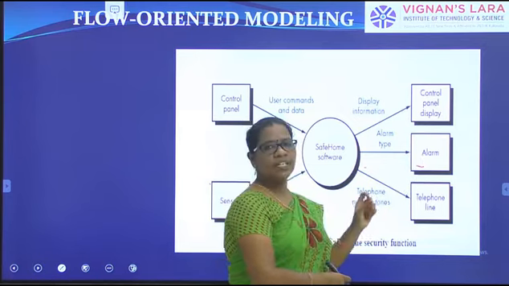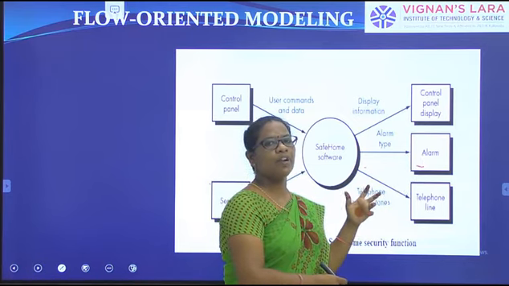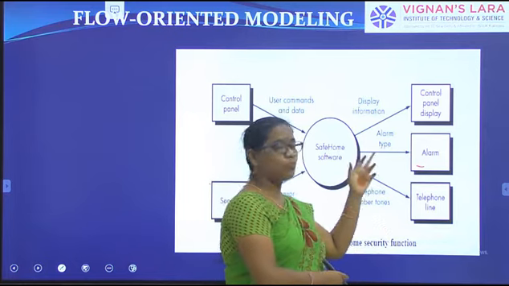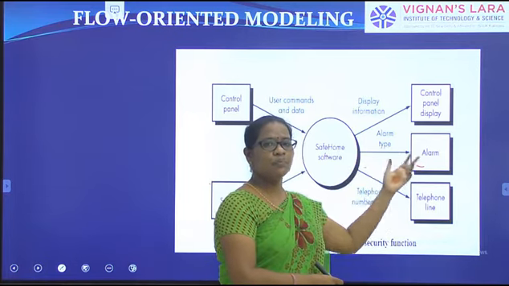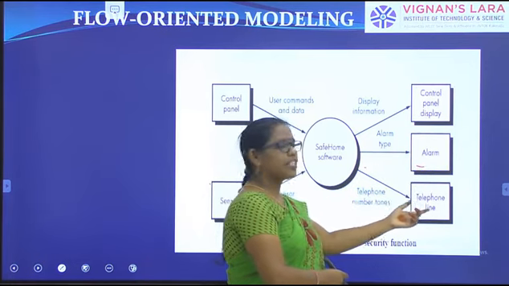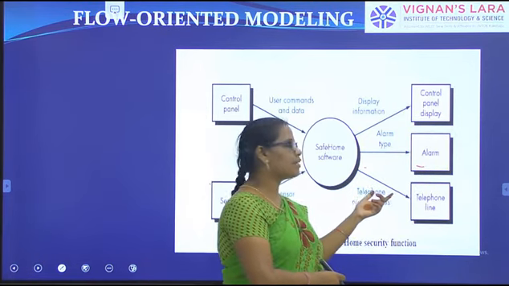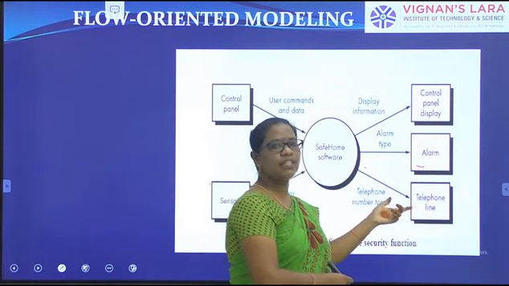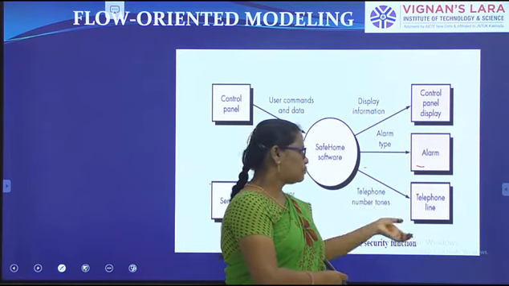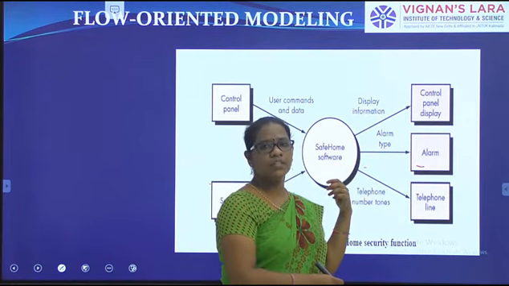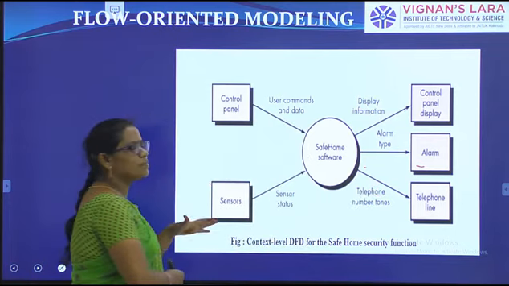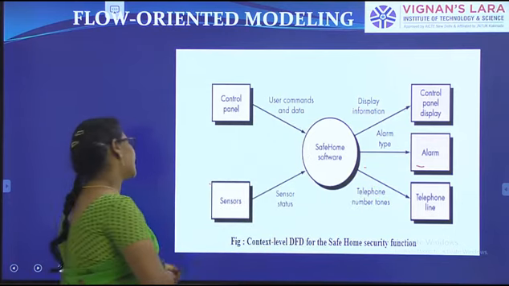The next one is the alarm. What type of alarm? Alarm only to the home guard, or alarm to the police station, or alarm to some more people. That is one thing. The next one is the telephone line. The telephone line is nothing but whom it has to send the information to, whether to the police, the home guard, or the owner. Like that we can divide it into some subparts. So this is the overall diagram of the DFD.